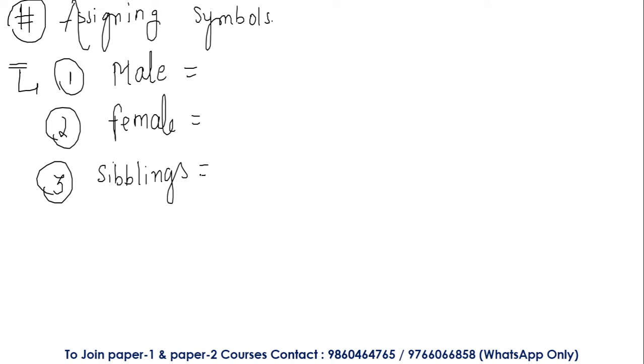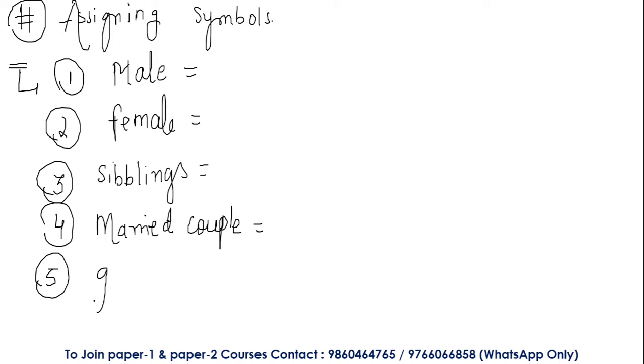Now moving on, the fourth symbol that we are going to assign is for the married couple. And the fifth symbol is for the generation gap. So whenever a male character is given in a question, we are going to assign a square shape for the male character.